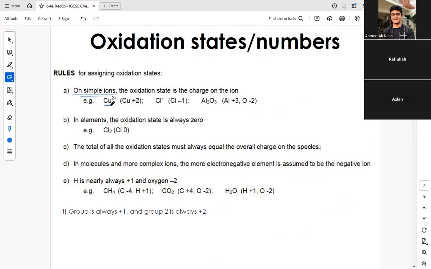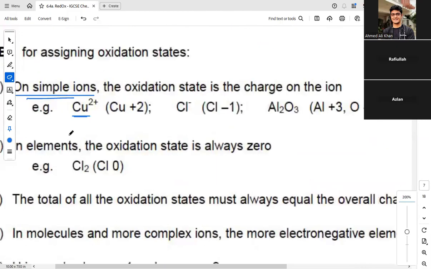Copper belongs to the transition elements, right? And I told you in the lecture on transition elements, I must have mentioned that transition elements have a variable oxidation state. Okay, their oxidation state is variable, right? They have multiple oxidation states. It depends on the compound they are part of.